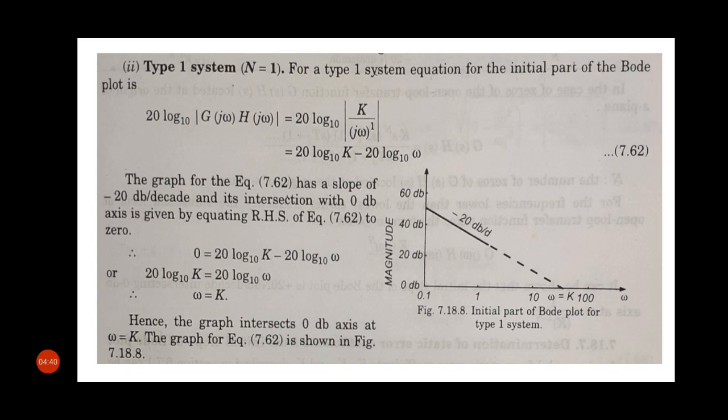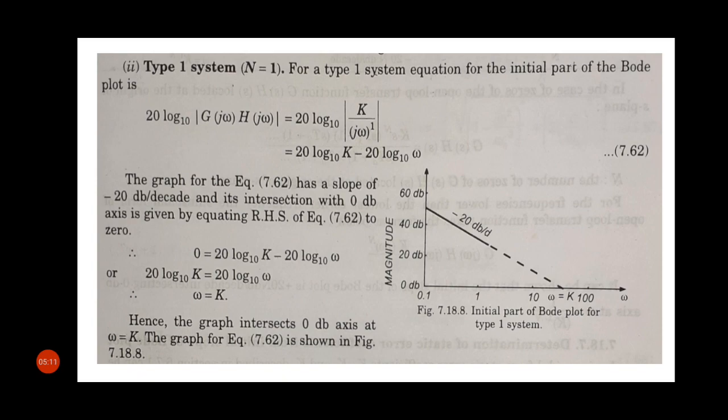and its intersection with the 0 dB axis is given by equating the right hand side of this equation, that means equation 7.62, to 0. So if we put the right hand side of equation 7.62 equal to 0, then we calculate omega equal to k. So hence the graph intersects the 0 dB axis at omega equal to k. Okay, so the graph for equation 7.62 is this.